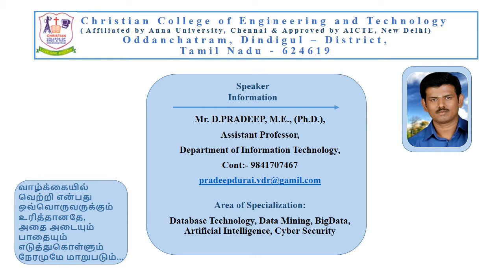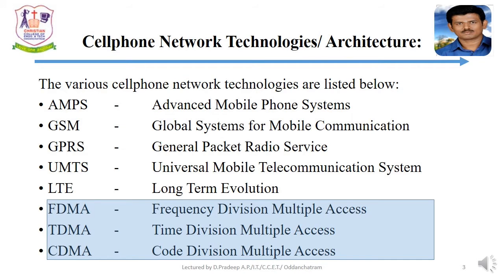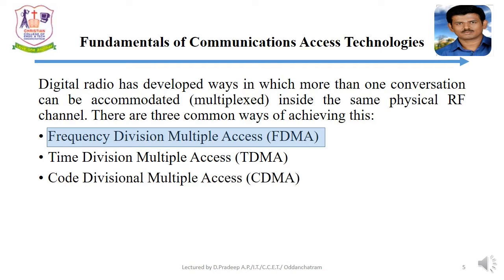Welcome to the session. Today we are going to discuss FDMA, TDMA and CDMA. These are the fundamentals of communication access technology. That is, digital radio has developed ways in which more than one conversation can be accommodated inside the same physical RF channel. There are three common ways: frequency division multiple access, time division multiple access, and code division multiple access.